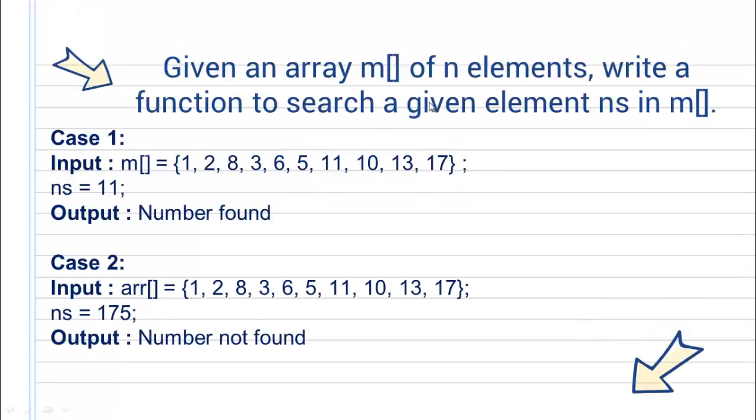Given an array M of n elements, we have to write a function to search a given element n in M. So case 1, M is 1, 2, 3, 8, 6, 5, 11, 10, 13, 17. These are the elements. The number to be searched is 11. So the number to be searched will be compared with each and every element of the array. So here 11 is found as an element of the array, so it has to give number found. In case 2, if you see, we have 1, 2, 8, 3, etc. But the element to be found, I had given 175, where 175 is not present in the array. So this is how the search will work.